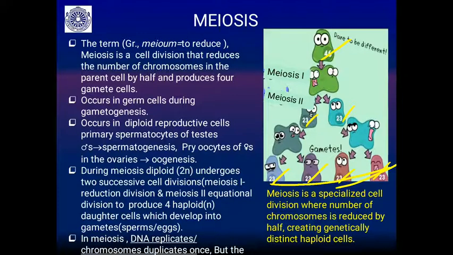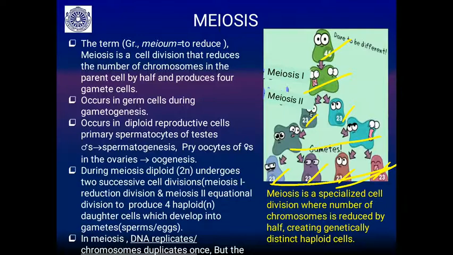So, in meiosis, DNA replicates or the chromosomal duplication occurs only once, followed with 2 successive cell divisions. That is what you can see in this cartoon. This is 46, that is 2n number cell. It undergoes meiosis first, the reduction division, resulting in n number of cells. These are having 23. Then further you can see meiosis second, and that results in the 4 gametes, each having 23 chromosomes, that means n number of chromosomes.